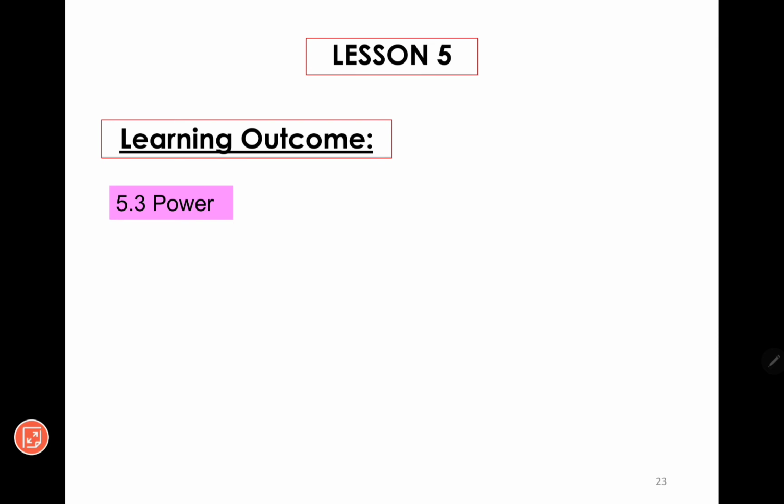Okay, next, let's start with the last subtopic here, which is 5.3. The topic is power. According to the learning outcome, students should be able to define and use average power and instantaneous power. So you need to know the difference between average power and instantaneous power. Alright, so let's start with the first part, which is average power.